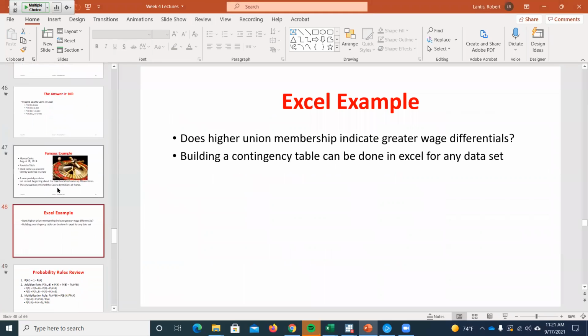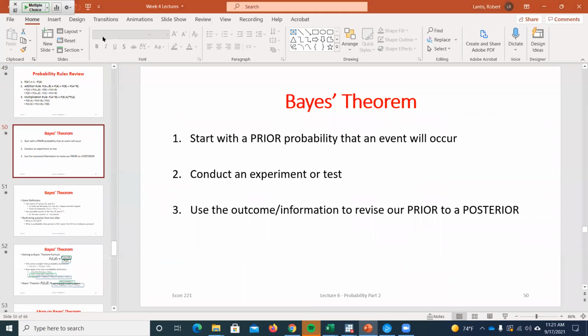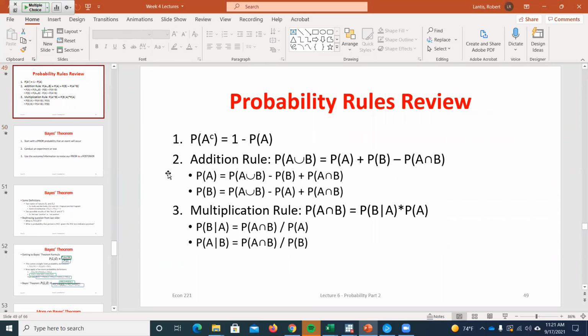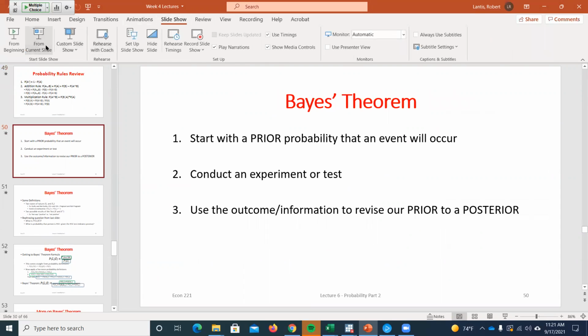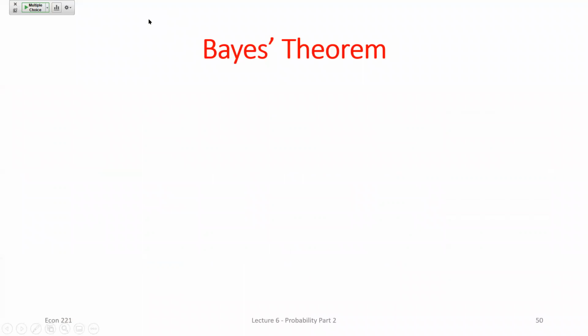We'll come back and I'll end with this. Here's a summary of our rules. So let's go to the next topic that we're going to cover. We're going to heavily rely on the multiplication rule, being able to calculate intersections using conditional probabilities and whatever we're conditioning on.